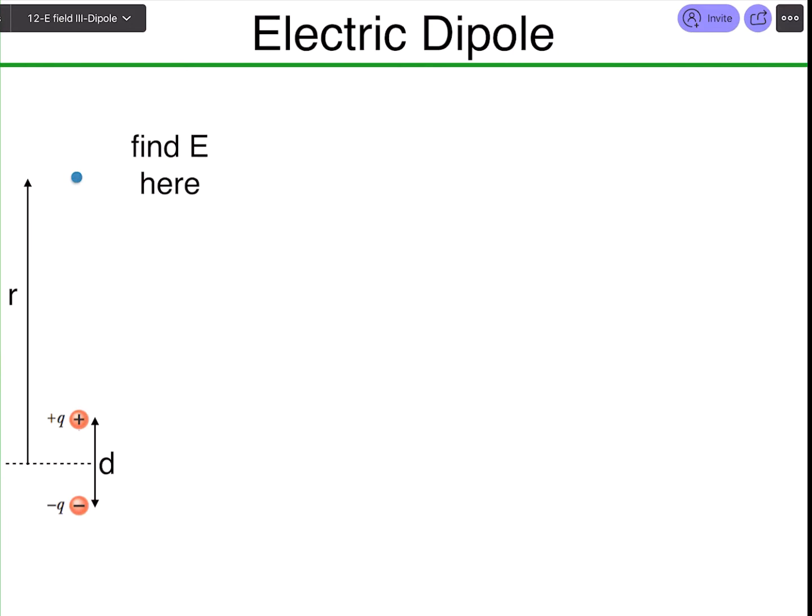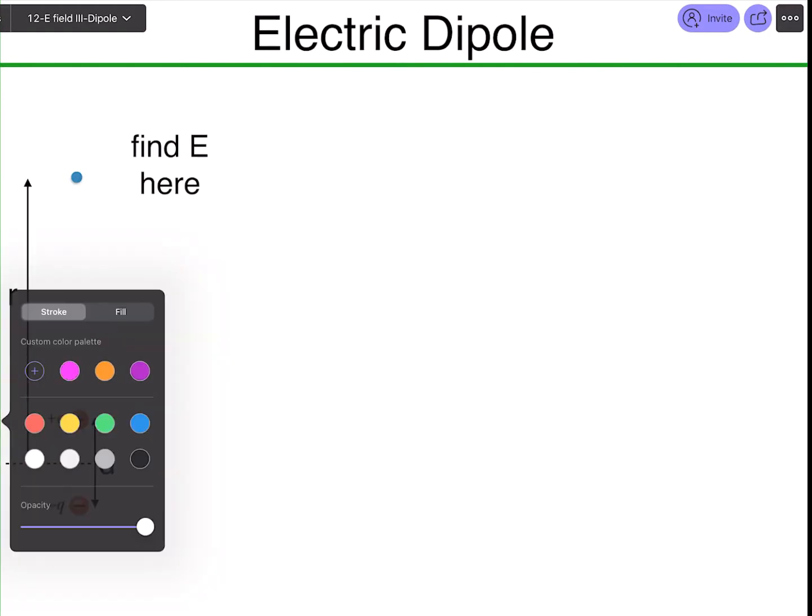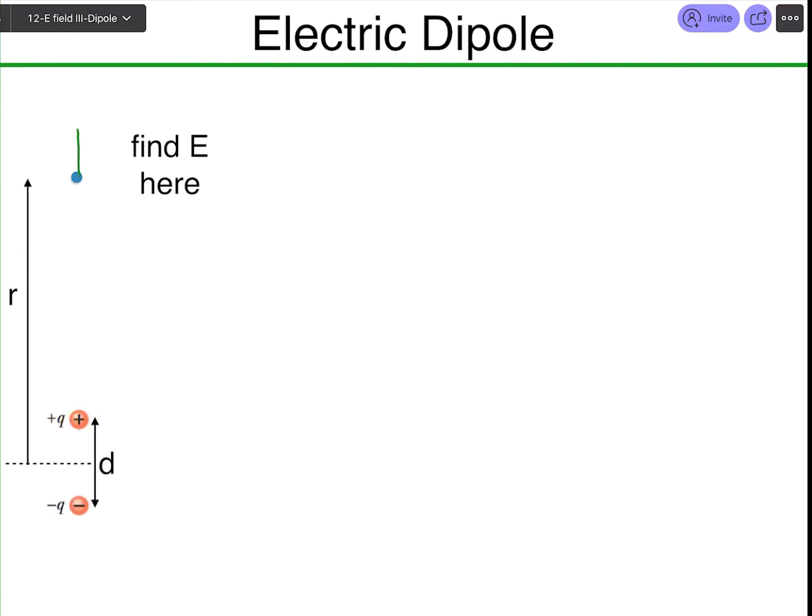So if I want to find that electric field at that blue dot there, there would be an electric field created by the positive charge. The positive charge would create an electric field at this point pointing away from it, right? So this would be the electric field created by the positive charge, and that would be due to this distance here, we'll call it R plus. But there would also be an electric field due to the negative charge. And I'm going to make it smaller, right? Because the negative charge is further away. And the electric field due to the negative charge is going to be this distance here, R minus.